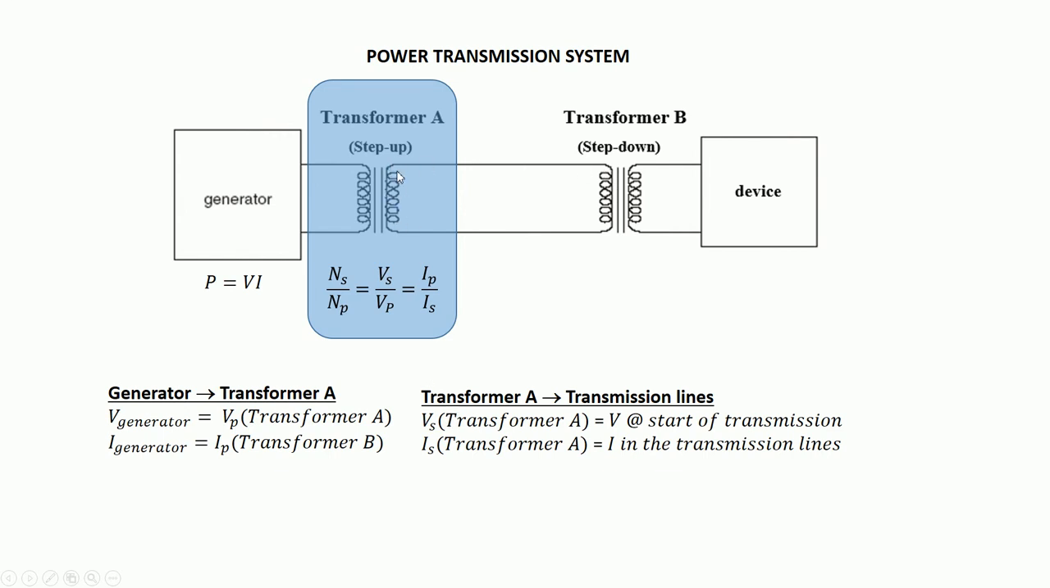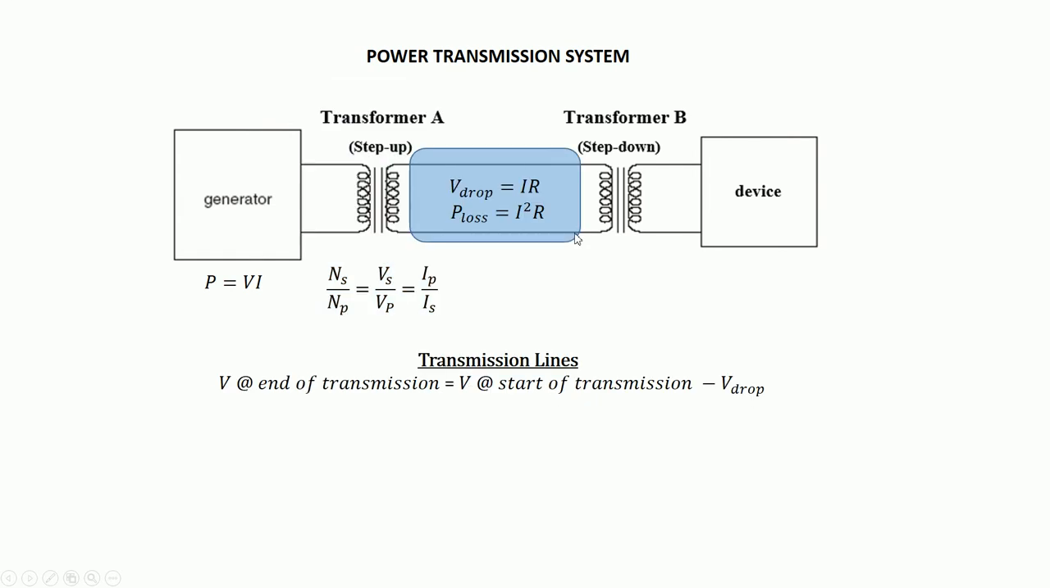The voltage, however, when it leaves the secondary side of transformer A, is the voltage that starts across the distribution system or the transmission lines. As we'll look at later, there is actually a voltage drop. It's not as though the voltage coming out of the secondary of transformer A is the voltage in the primary of transformer B. Unfortunately, we have voltage drop. Let's now look at that.